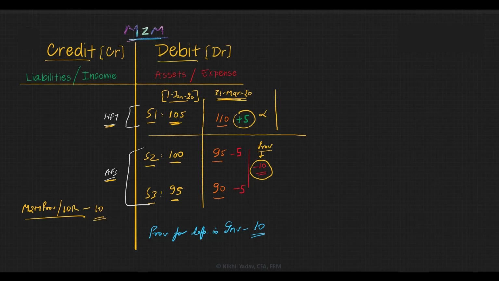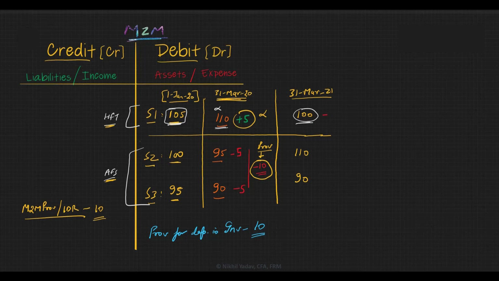Okay, now let's move forward to the third year. So let's see what's the position on 31st of March 2021. Let's say first security's market value was 100, for second it was 110, and for third it was 90. So when I do the mark-to-market calculation for the third year, I'll be comparing this value of 100 with the book value of the security, which is 105, and not the previous year's value, which was 110.